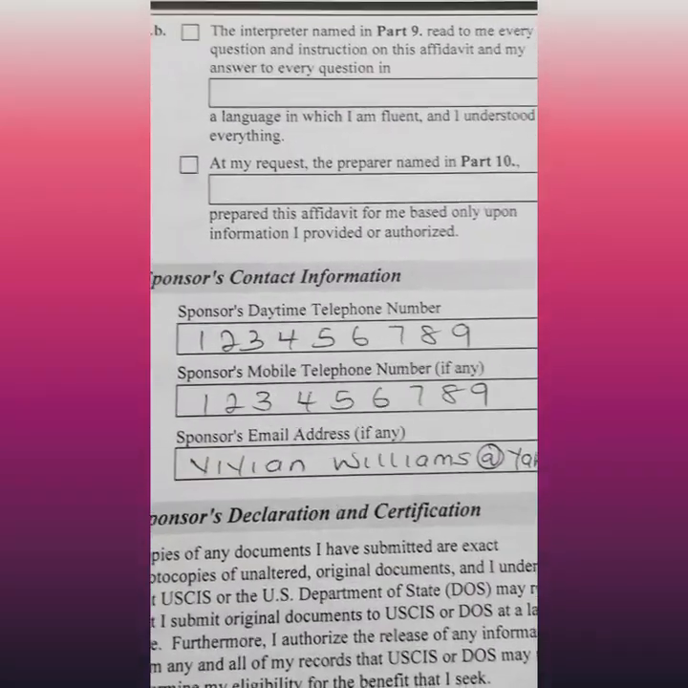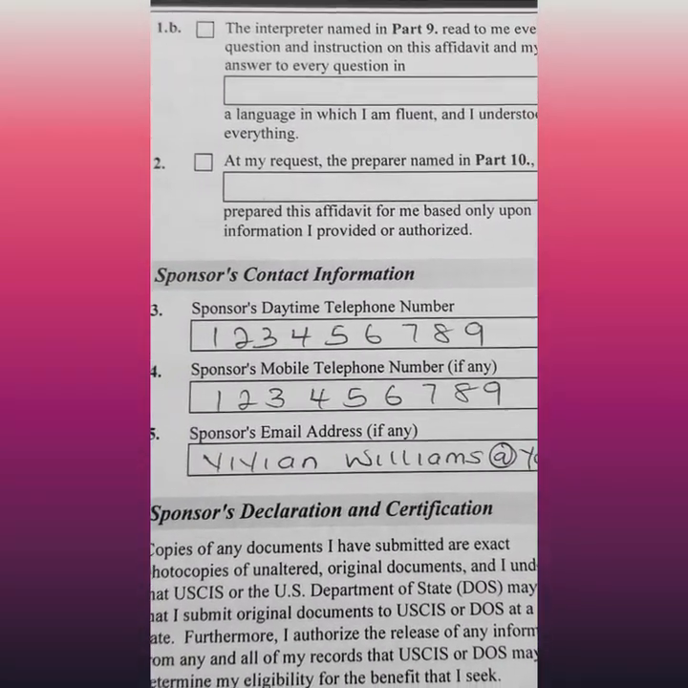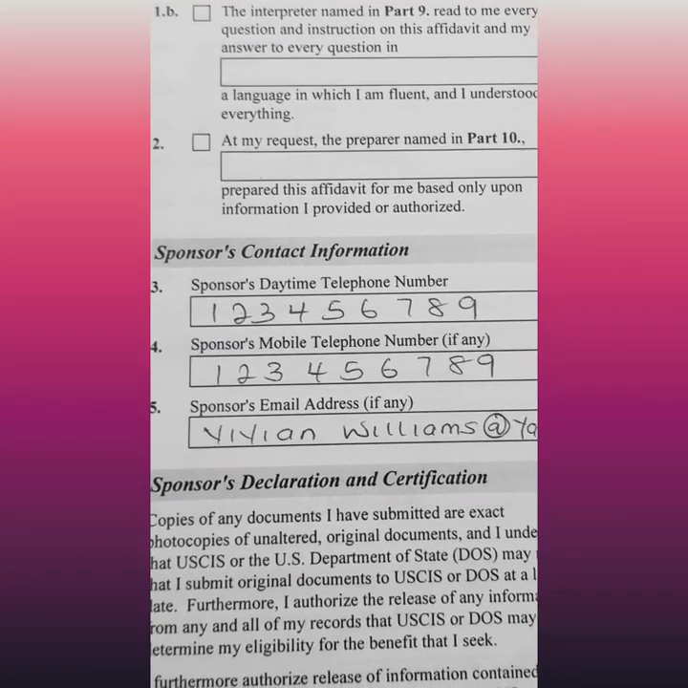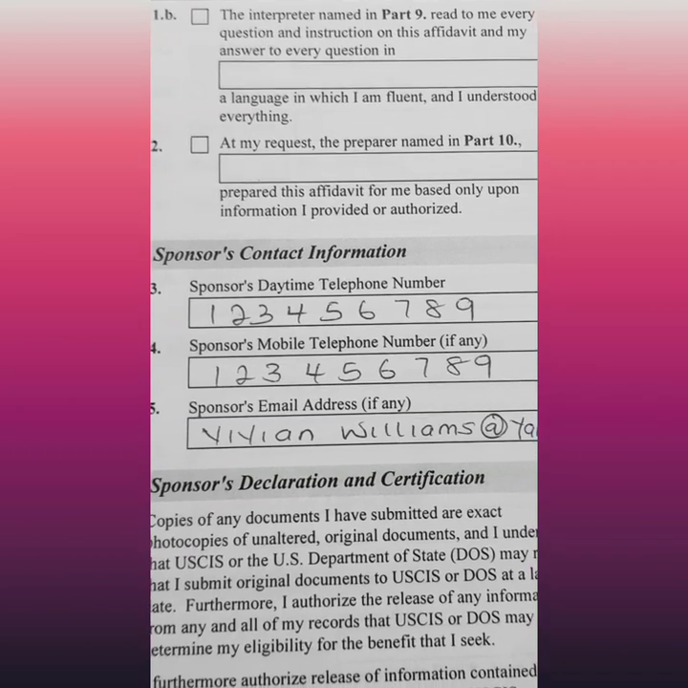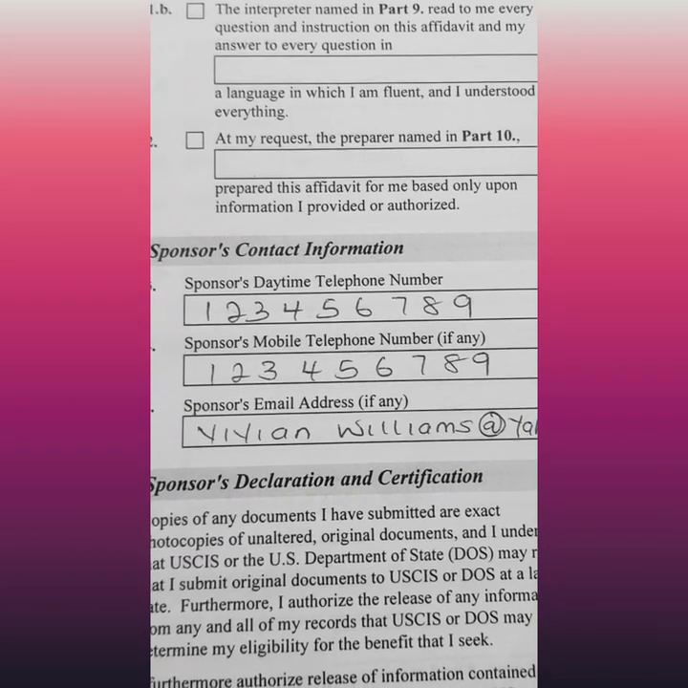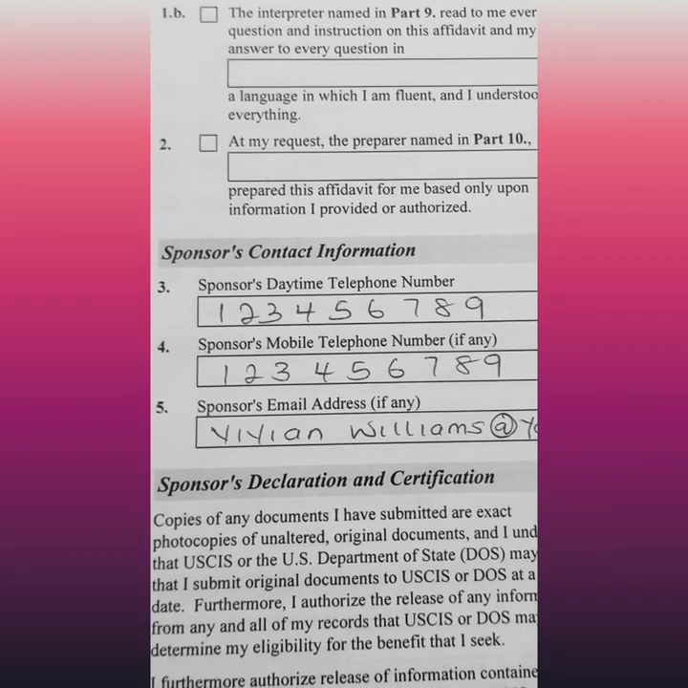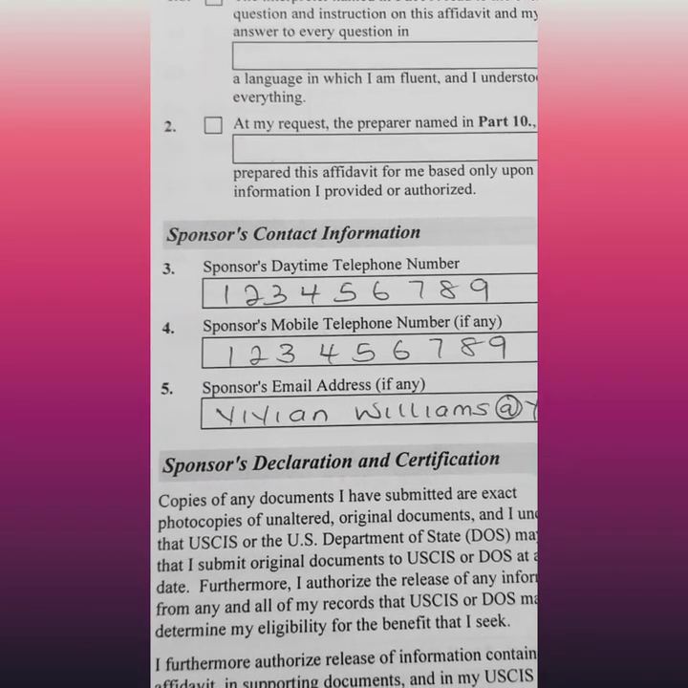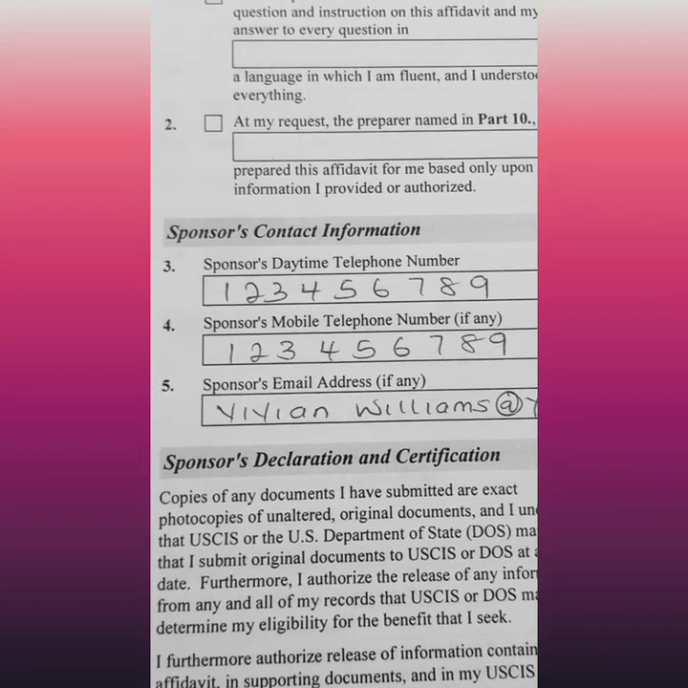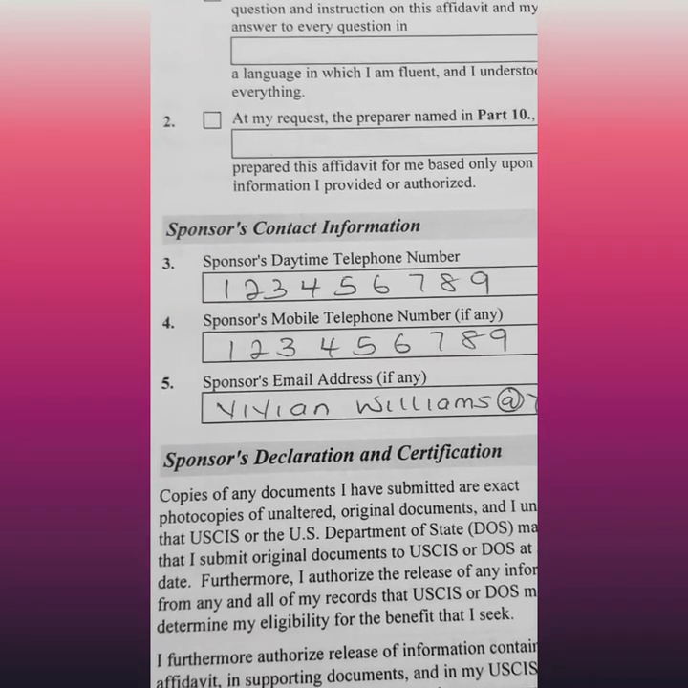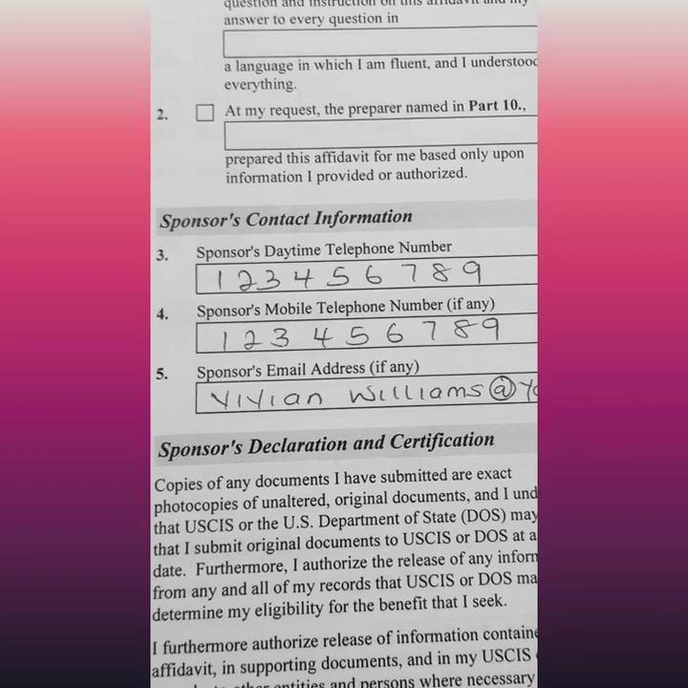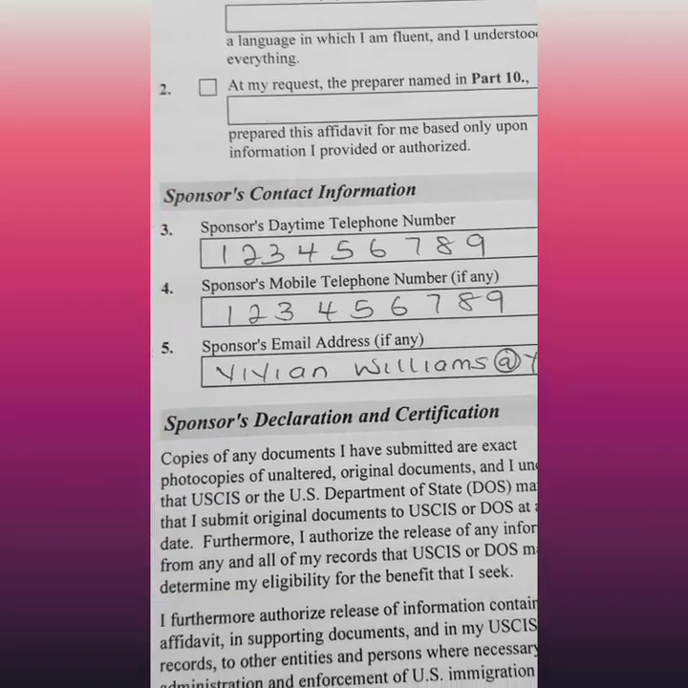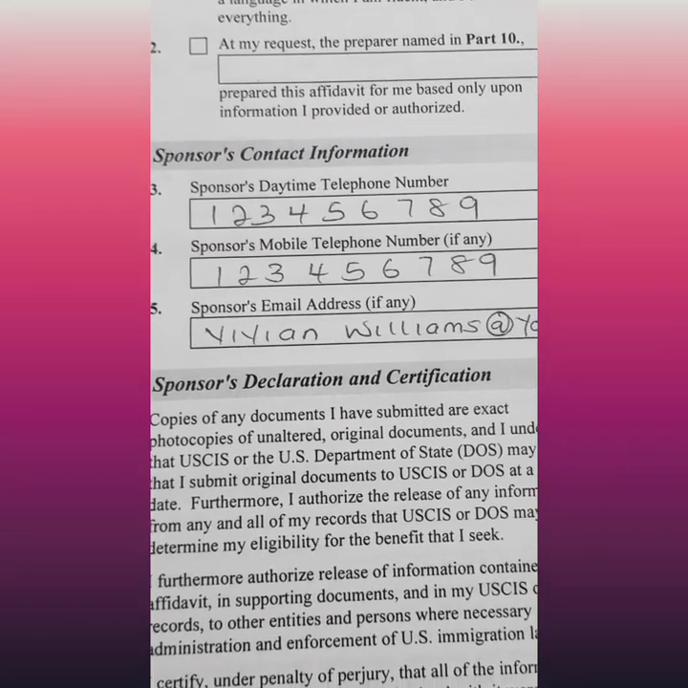1B is talking about the interpreter's name. So it's just talking about someone who interprets this form to you. So they need the interpreter's name on 1B. Number 2 is the preparer, the person who prepared this form for you. They need the person's name. The preparer's name who prepared this form for you is number 2.